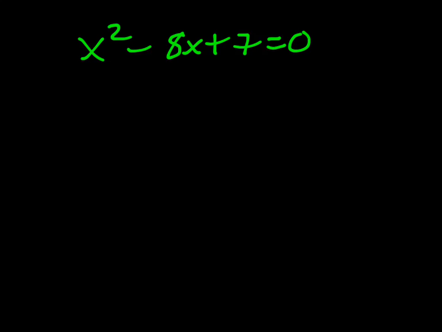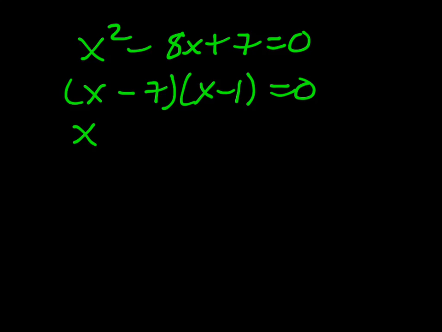So this one's easy to factor. What adds to give us negative 8 and multiplies to give us positive 7? So (x minus 1)(x minus 7) is equal to 0, so x is equal to 7, or x is equal to 1.